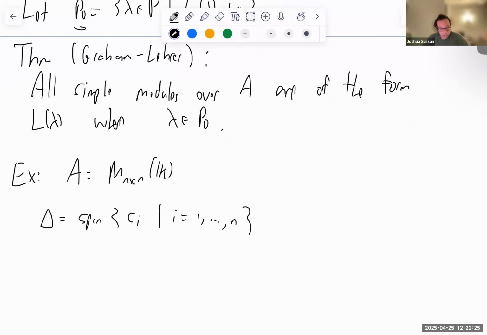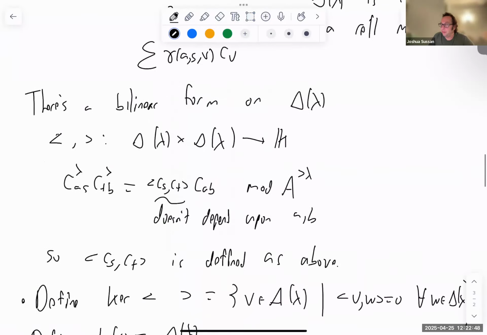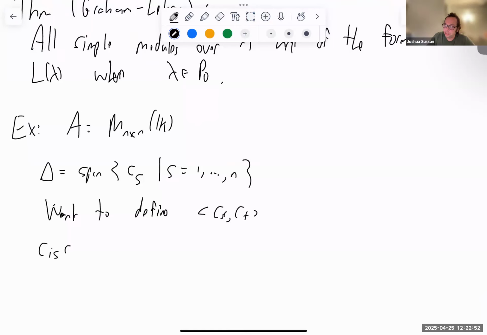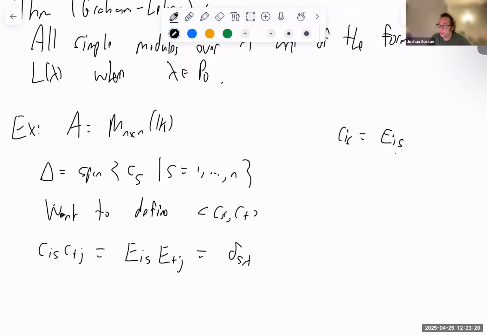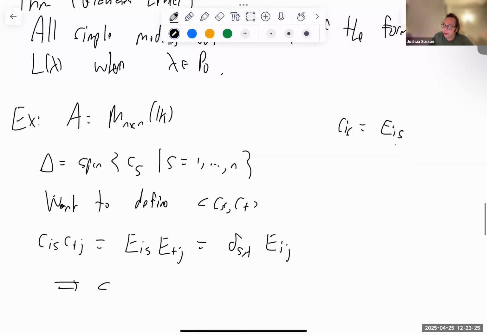Okay, so how do I define the bilinear form here? Let me call this S, so things will be a little less confusing. I want to define the pairing of CS with CT. By the recipe above, I should multiply CIS times CTJ. Remember, in the example of matrix algebras, CIS is just the matrix EIS. So this is EIS times ETJ, which is of course delta ST EIJ. This implies that the pairing of CS with CT is just delta ST.